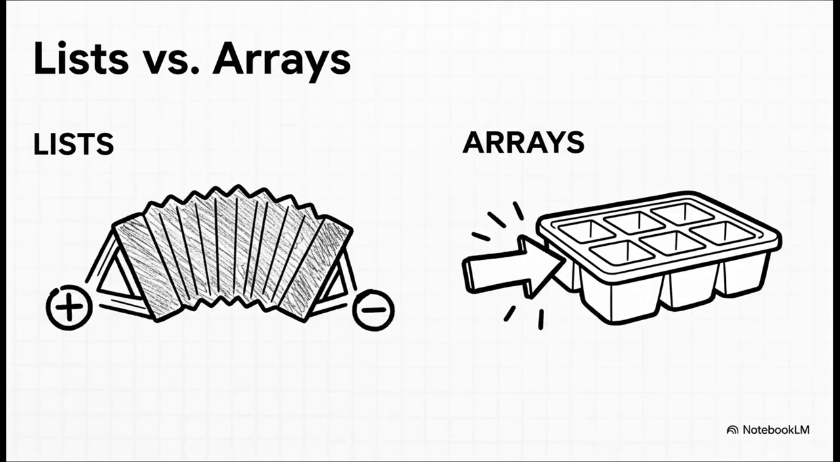So the two big players here are lists and arrays. And the main difference between them really comes down to one word: flexibility. A mutable list is like your grocery list. You can add stuff, cross stuff off, it can change size. An array, though, is more like an egg carton. It's built to hold a specific number of things, say 12 eggs, and that size never changes. So if you need something that can grow or shrink, a list is your best friend. If you know the size is fixed, an array is super efficient.